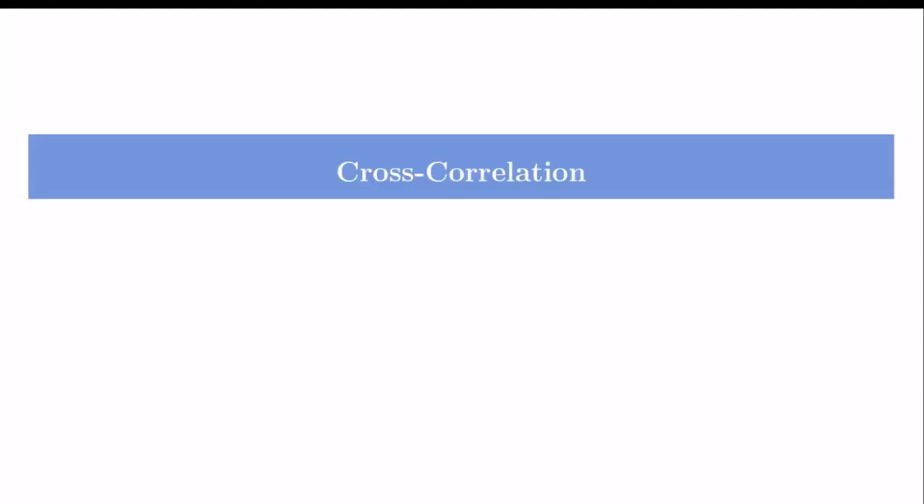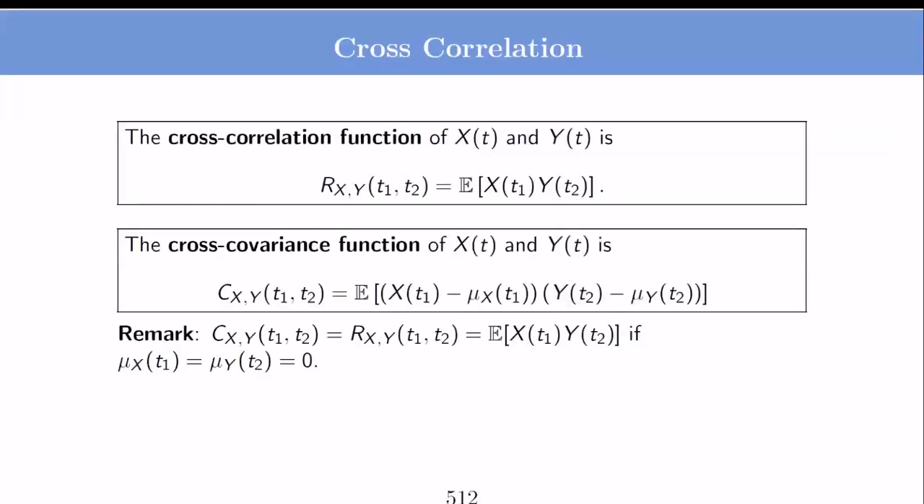Same way we have defined autocorrelation, if there are two signals, we define the correlation between them in the form of cross correlation. So if there are two signals, random processes x(t) and y(t), then the cross correlation function between them is given as the expectation of x(t1) times y(t2), and we denote it as Rxy(t1, t2).